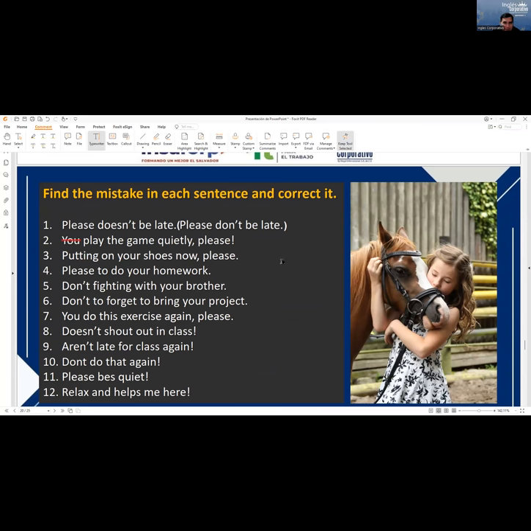Corrections. Find the mistake in each sentence and correct it. Okay, please don't be late. It's only don't, not doesn't. And over here, eliminate ing. It's only put on your shoes now. Please eliminate this one, to do. It's only please do. Please do your homework. Don't fight. Don't fight with your brother.